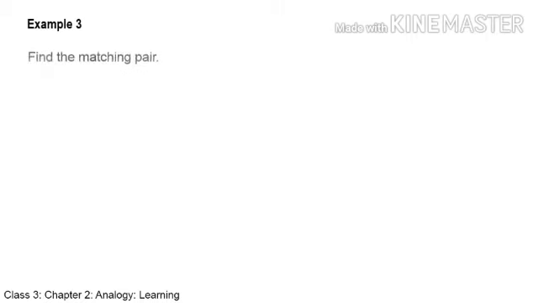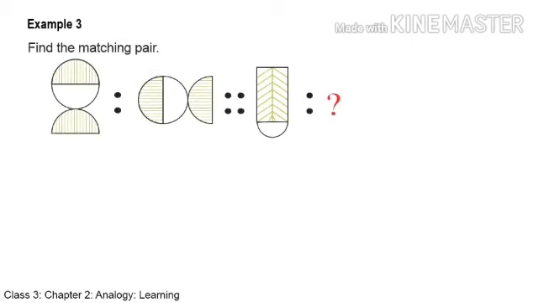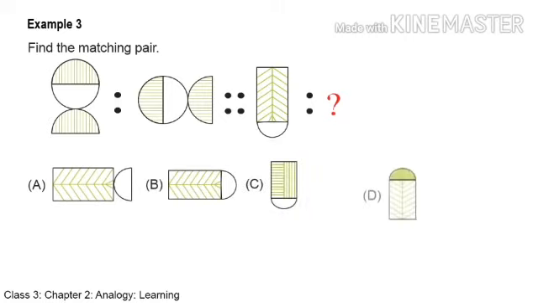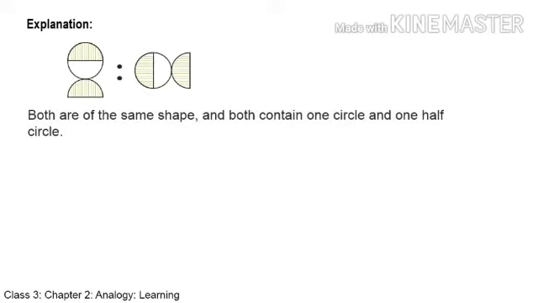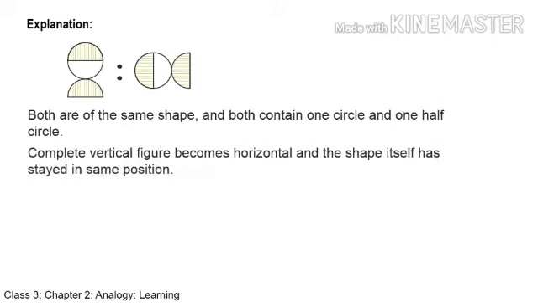Now let us find the matching pair for this example. Look at each option carefully and find the matching pair. We have options A, B, C, and D. Look carefully at the first pair and consider their relationship to each other. Let's observe their shape first. Both figures are of the same shape and both contain one circle and one half circle. The complete vertical figure becomes horizontal and the shape itself has stayed in the same position.